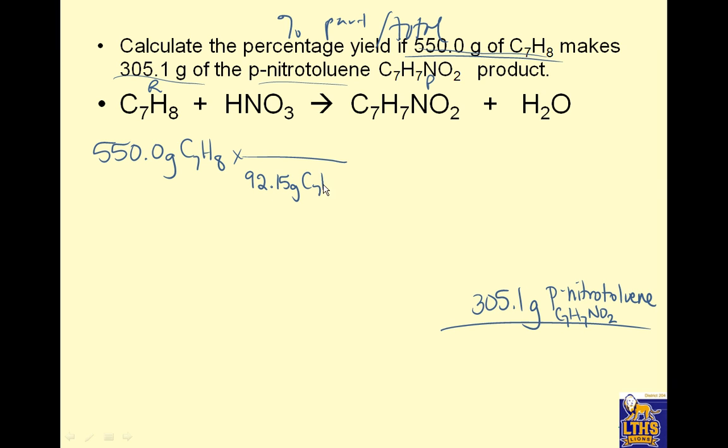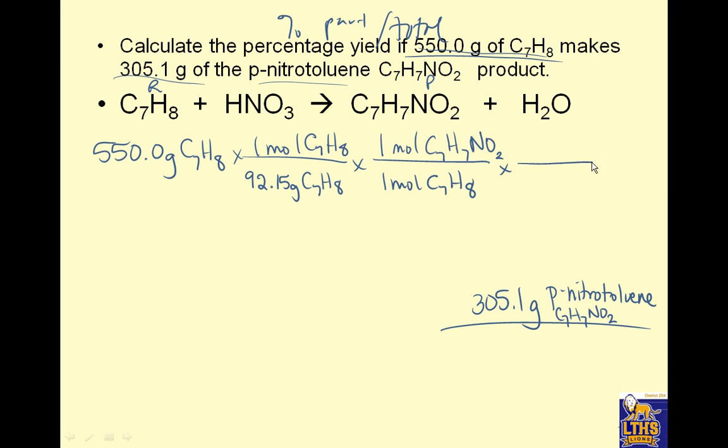92.15 grams of C7H8 is 1 mole of C7H8. Always go through moles. For every 1 mole of C7H8, we are going to make 1 mole of C7H7NO2. Woohoo! That's a good mole ratio. But our product is given in grams, so we need our C7H7NO2 prediction to be in grams. And so it's 137.15 grams. Where did I get that? Periodic table.